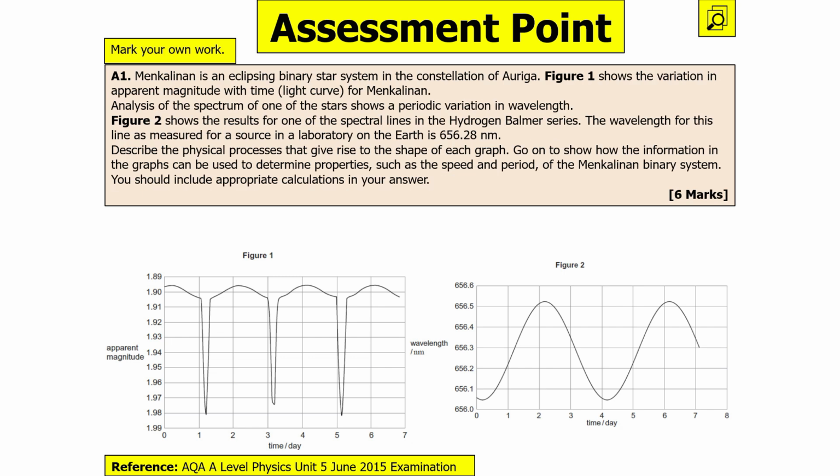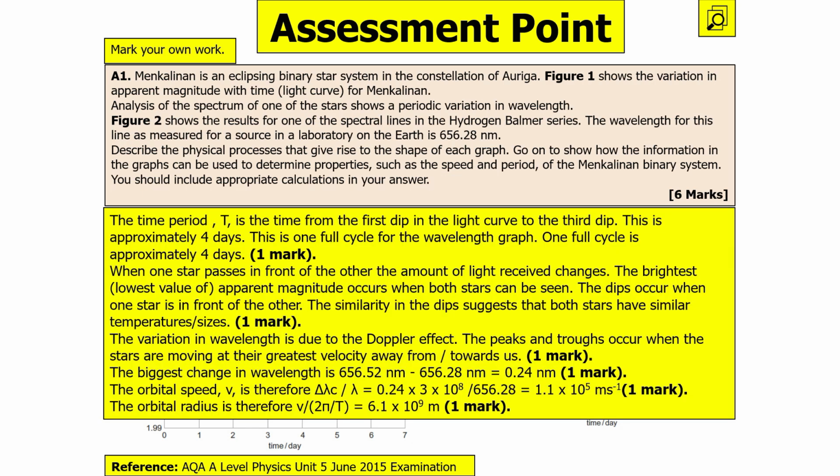Right, so firstly, the time period is the time from the first dip in the light curve to the third dip, which is approximately 4 days. This is one full cycle for a wavelength graph, and therefore one full cycle is approximately 4 days. When one star passes in front of the other star, the amount of light received by us on Earth changes. The brightest apparent magnitude occurs when both stars can be seen.